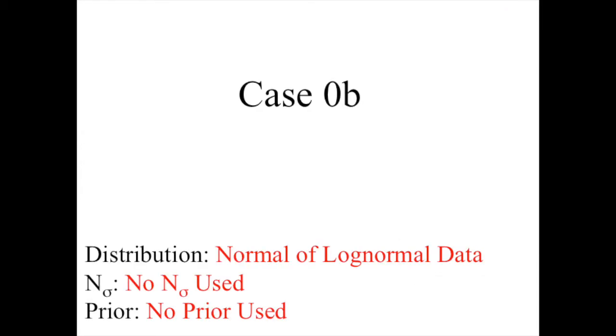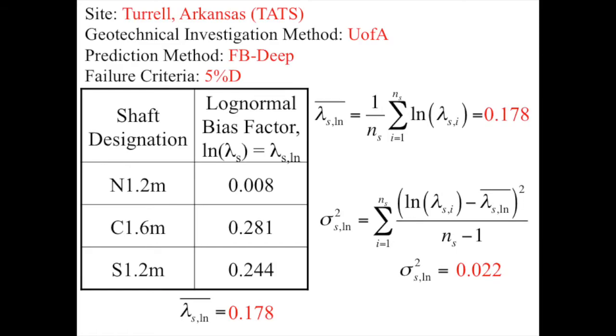Like case 0A, no n-sigma calculation and no prior distribution were used for case 0B. However, for case 0B, a normal distribution of the natural logarithm of the data was utilized instead of a normal distribution of normal data that was used in case 0A. The values that were obtained from the natural logarithm of the bias factors were 0.008, 0.281, and 0.244, with a value for the natural logarithm of the average bias factor of 0.178.